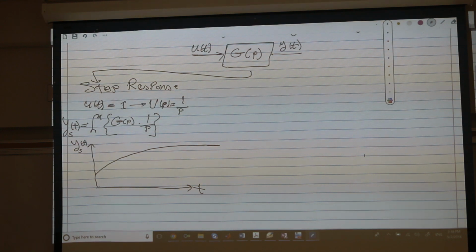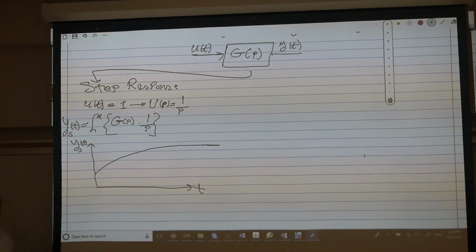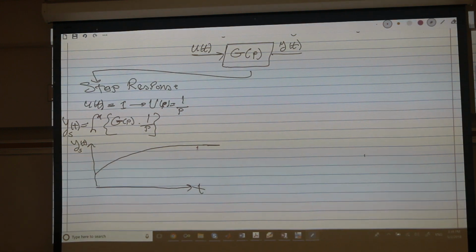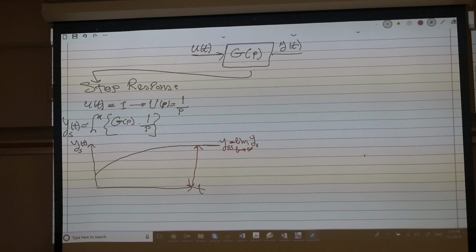When you look at the step response, there are things that you can get out of this figure. First of all, the steady state limit here. This Y steady state is simply the limit as t goes to infinity of Y step of T. This is for a unit step. Actually, we call this the DC gain of the transfer function.